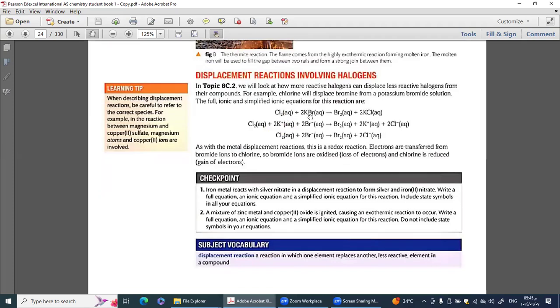In case of Cl2 plus 2KBr gives Br2 plus 2KCl. In halogens, Cl2 is more reactive, displaced Br. So it will form 2KCl plus Br2. In case of any half equation, aqueous, and then the spectator ion will be removed. So 2K positive with 2K positive, remaining Cl2 plus 2Br negative gives Br2 plus 2Cl negative.